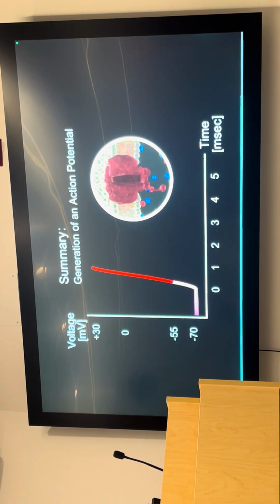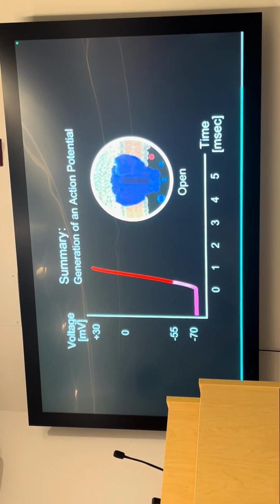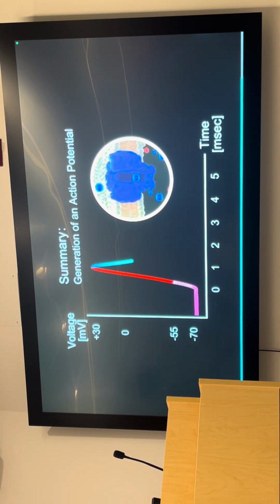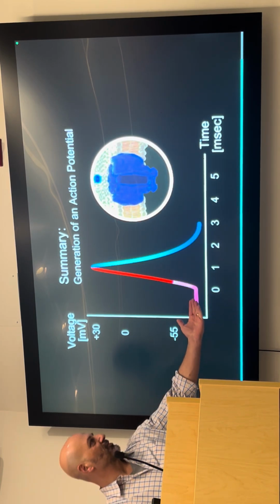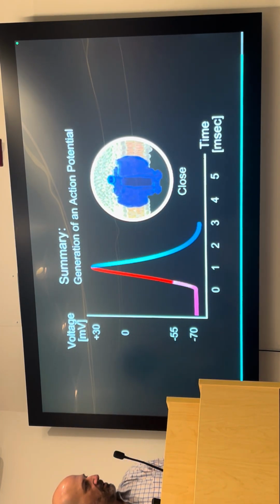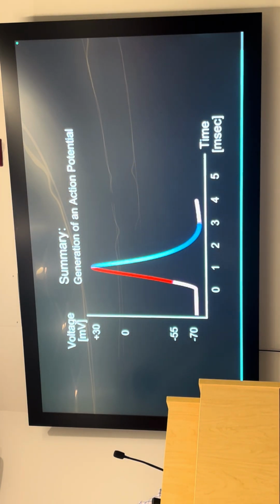Voltage-gated sodium channels close, and voltage-gated potassium channels open. Potassium ions diffuse out of the axon, repolarizing it to a negative value. The membrane potential briefly hyperpolarizes. I wish they showed this a little bit more going below. Potassium channels close, and the membrane returns to the resting state of minus 70 millivolts.